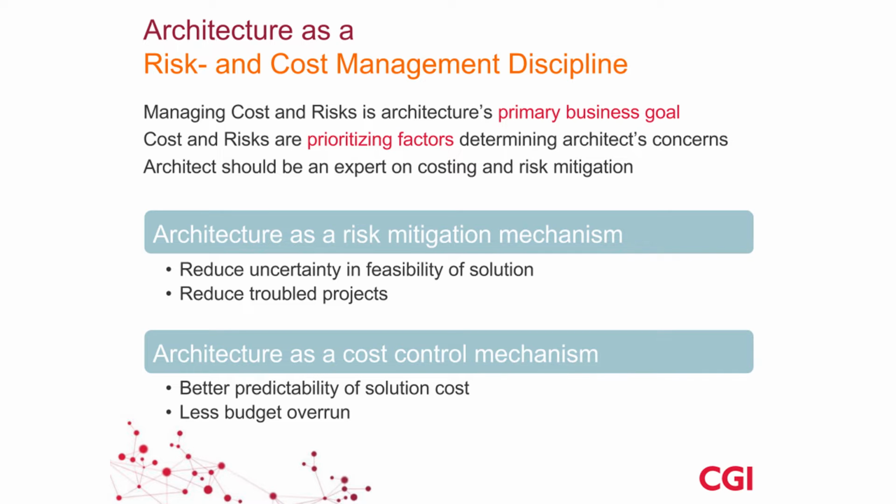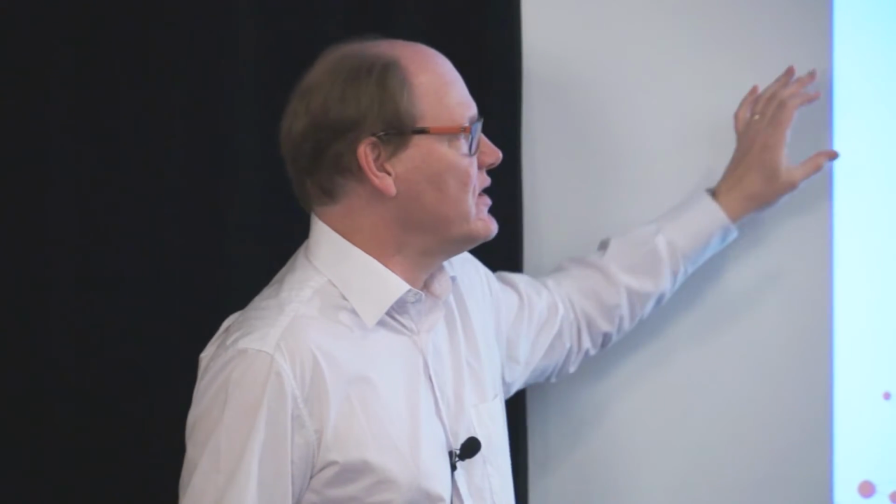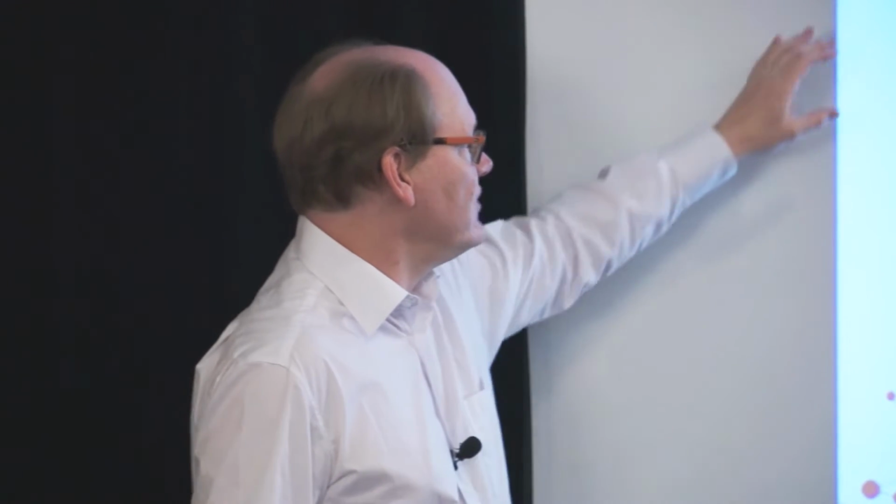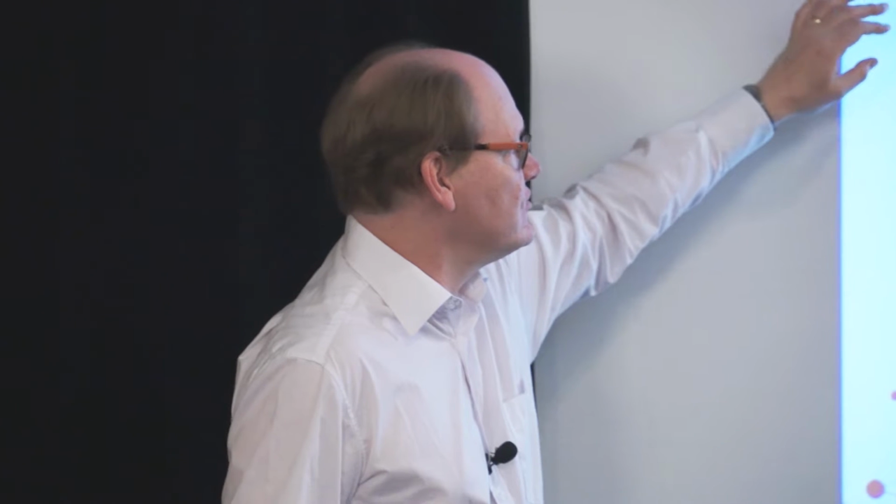And this also fits very nicely with the table that I started this presentation with, from the PhD thesis of Raymond Slot, because he shows us that there is a correlation between applying architecture practices and reducing uncertainty in the visibility of troubled projects, and also predicting the cost and less budget overrun. So that ties in very nicely.